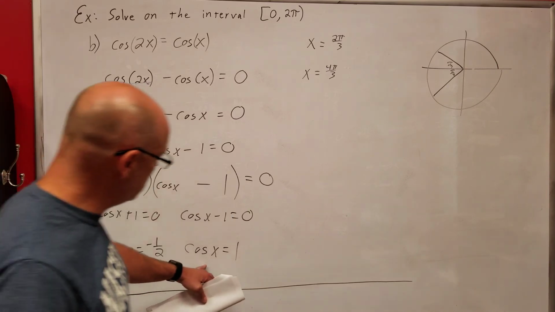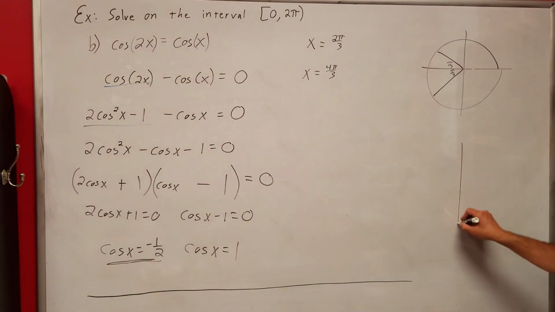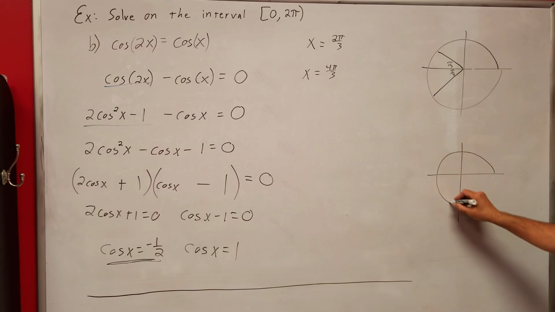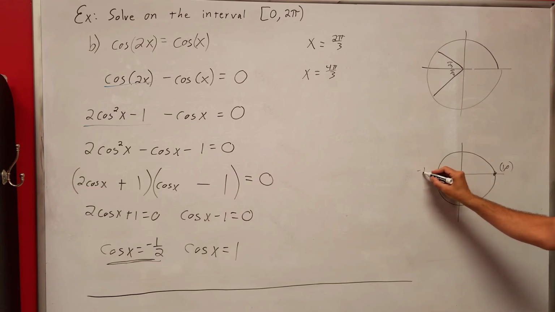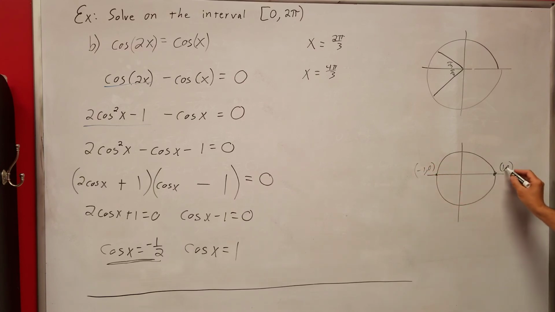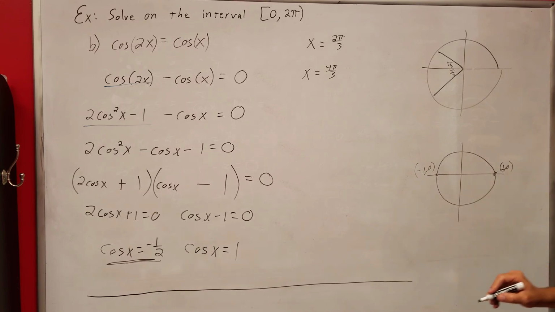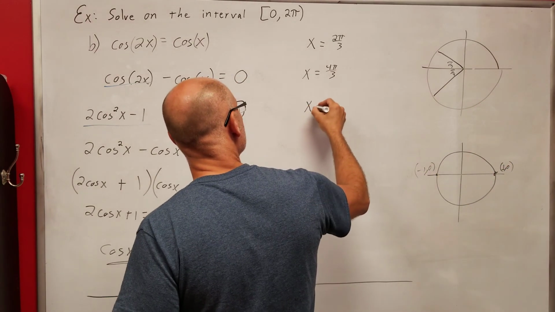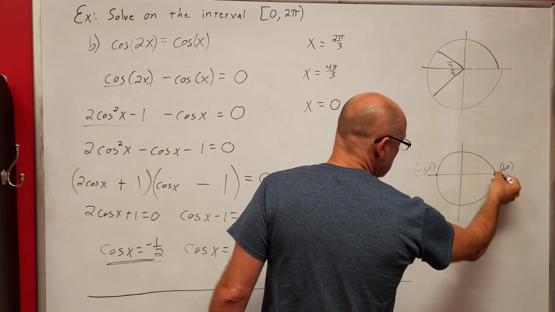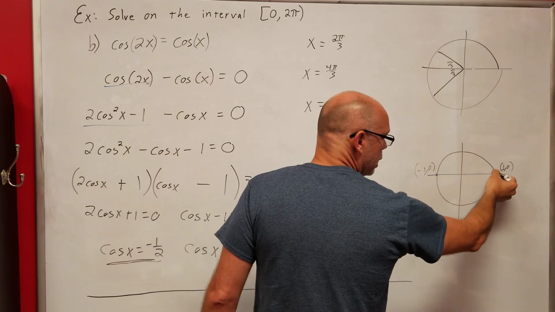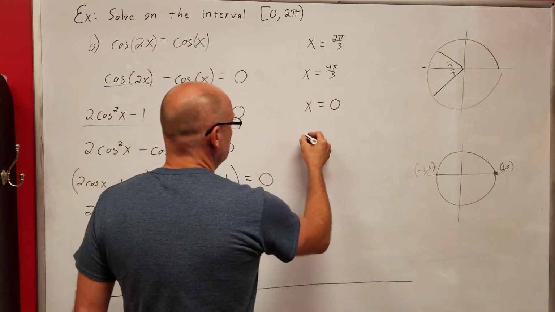How about, where's my cosine of x equal to 1? Think about your unit circle again. What is this point on your unit circle? 1 comma 0, right? Over here you have what? Negative 1 comma 0. Where's your cosine 1? Right here at an angle of 0, I could say, right? How about an angle of 2 pi? Could I say that my cosine is 1 at an angle of 2 pi? I sure could.